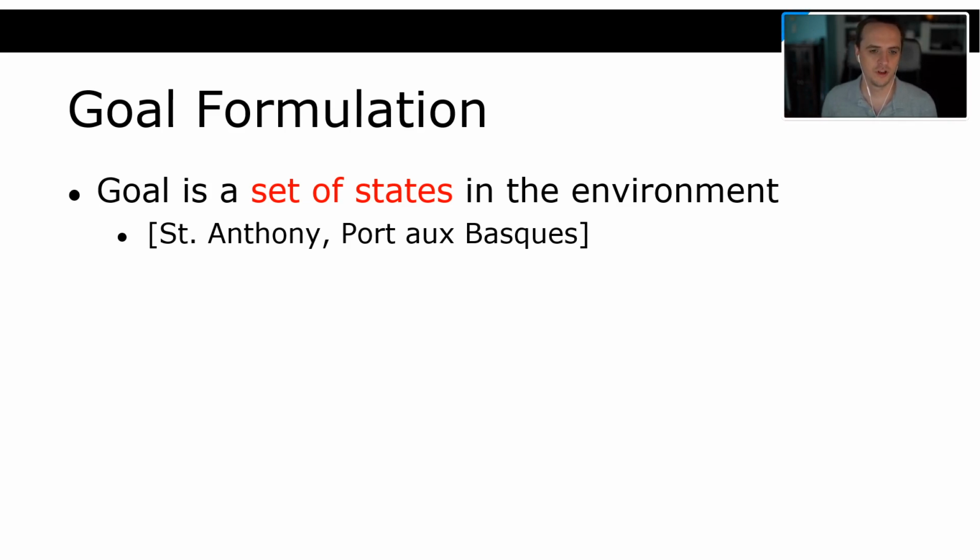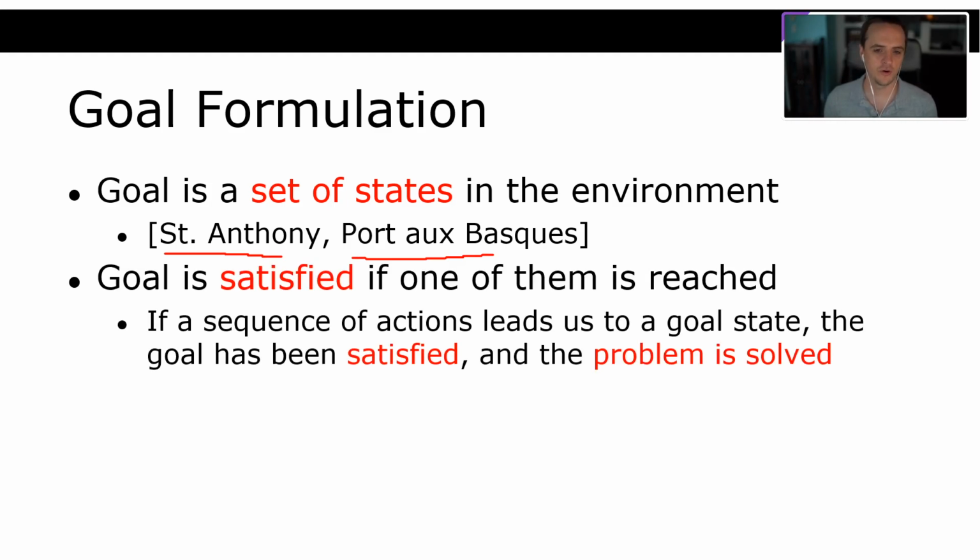So for example, this goal is an OR condition. I want to be in either St. Anthony or in Port aux Basques, okay? So that's one way to implement a goal. And this goal is going to be satisfied if one of those states is reached. And what do I mean by a state being reached? Well, if a sequence of actions leads us to a goal state, then the goal has been satisfied. Okay, so satisfying a goal means that the goal condition is met. And that means that the problem has been solved.